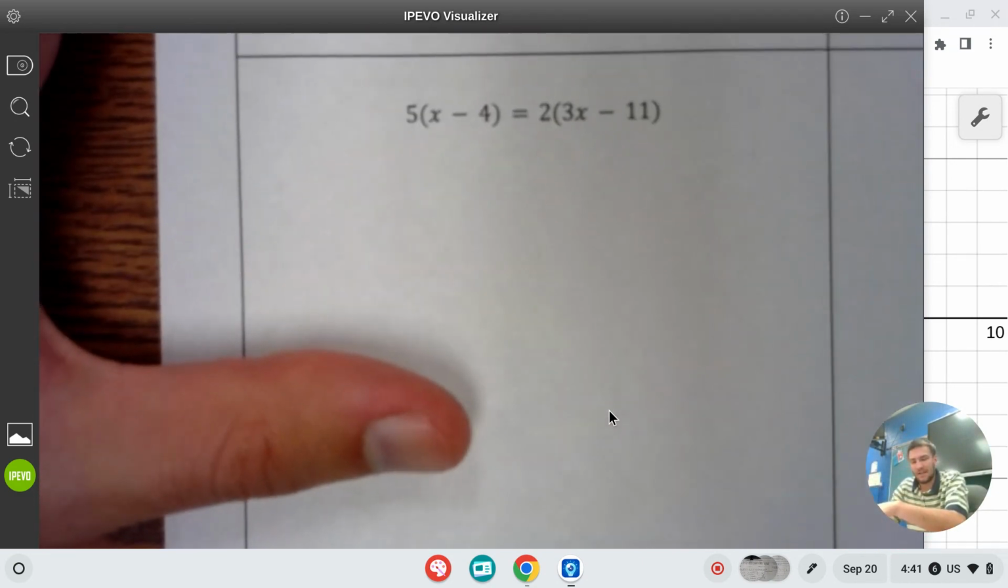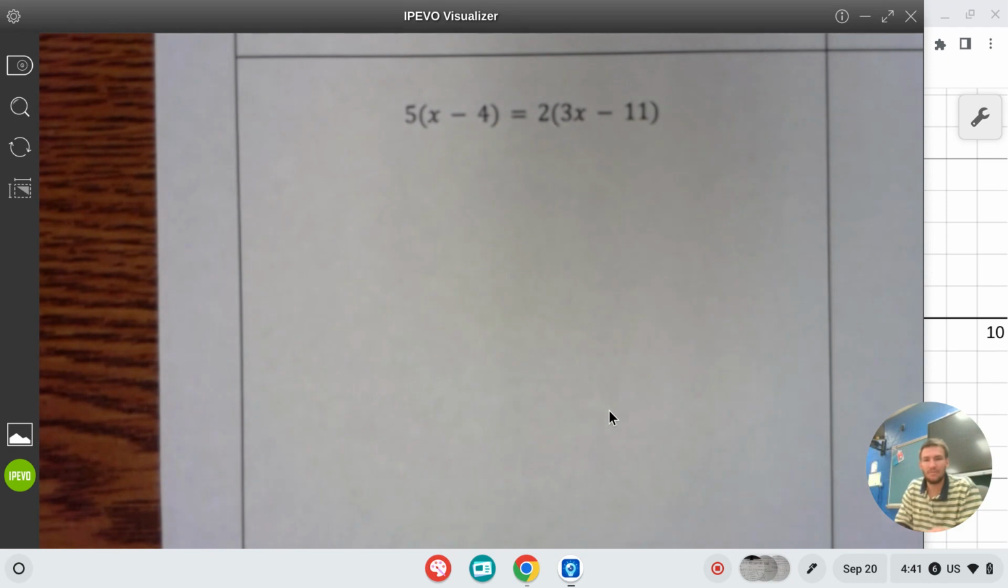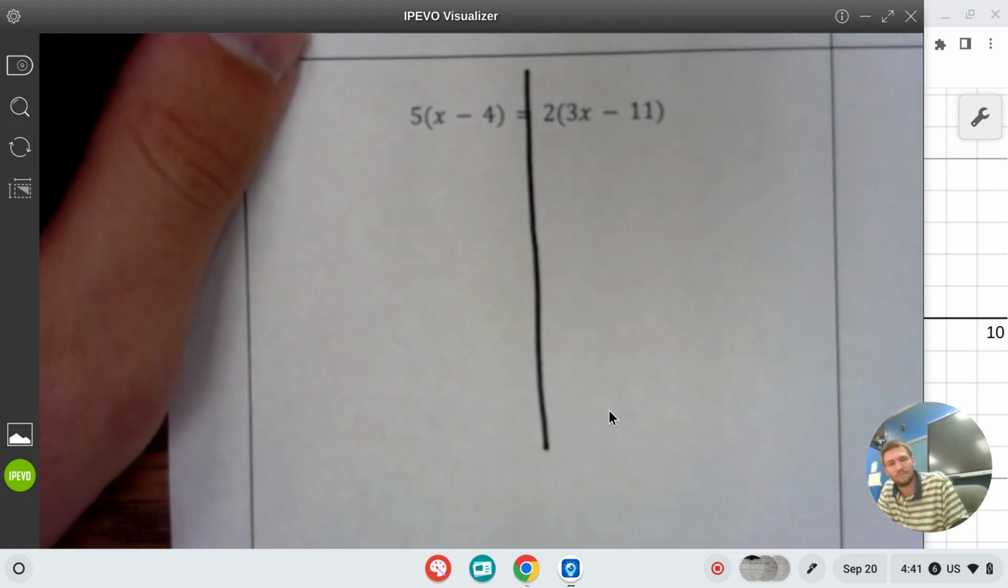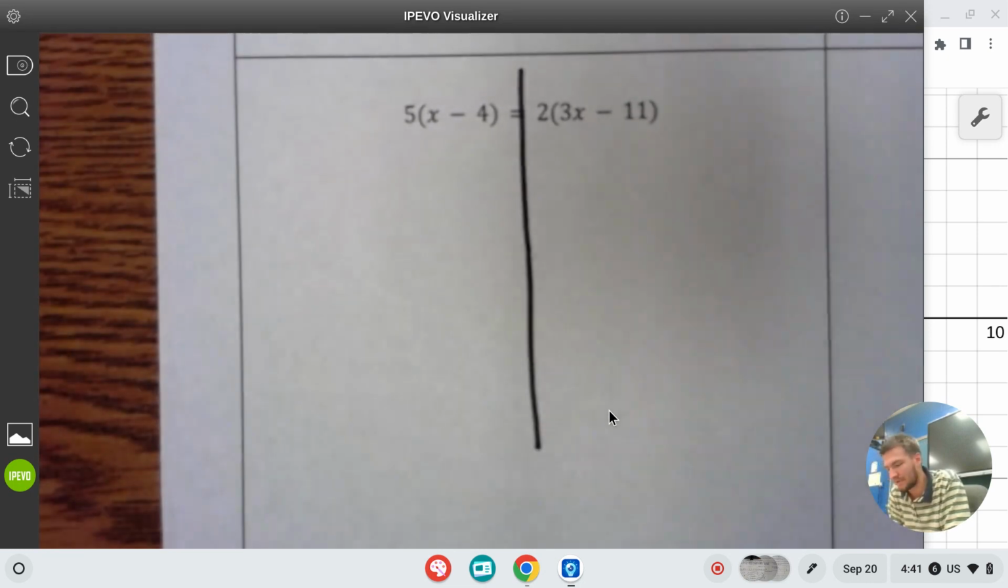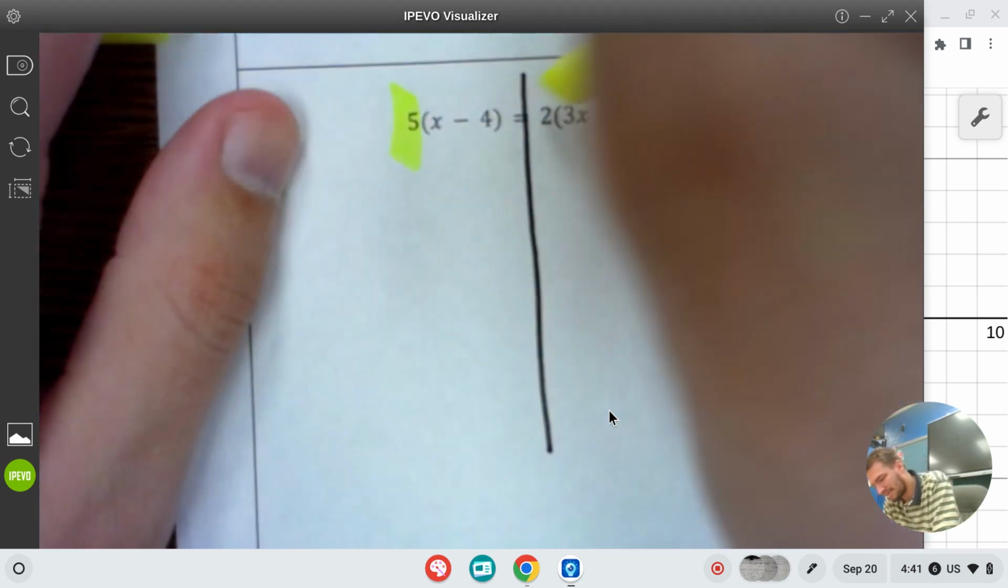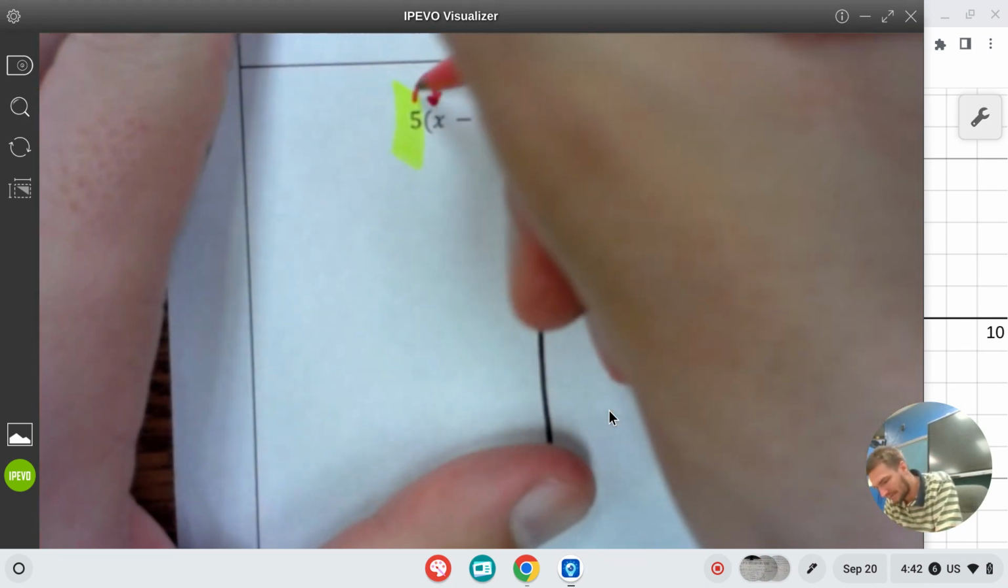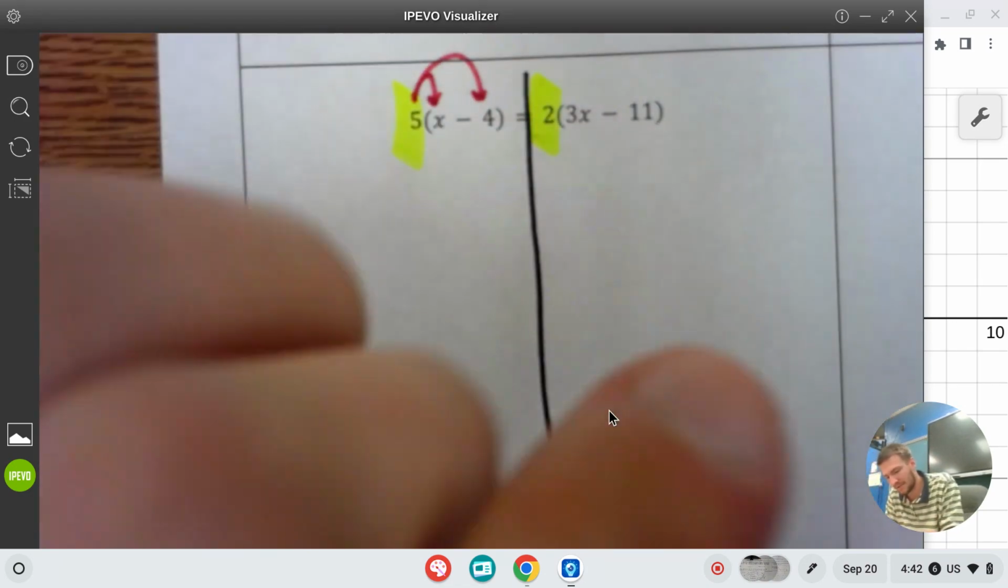A question like number 3 might scare us a little bit. Line down the equal sign. I see that we have multiple parentheses, multiple distributing. I see we're going to distribute 5, we're going to distribute a 2. That's okay. We can distribute the 5. We can distribute the 2.